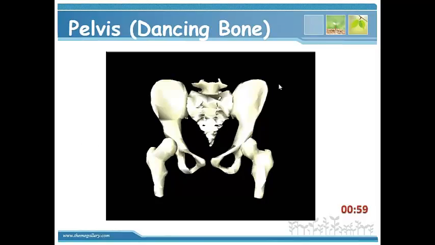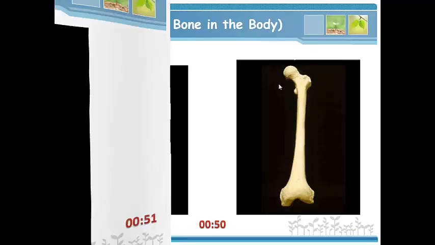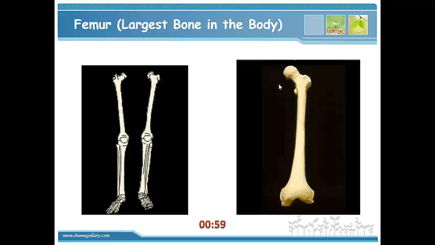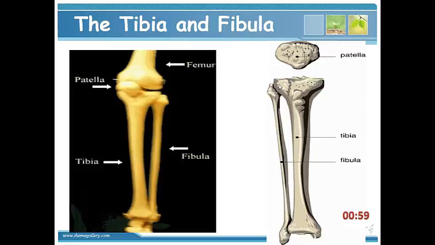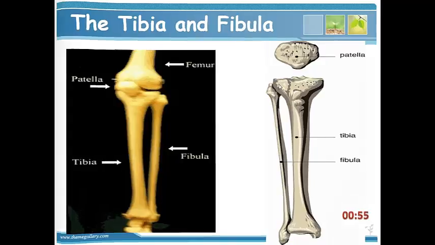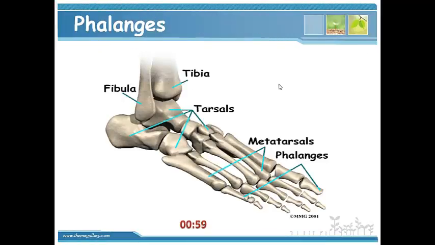Now we're going to look at the pelvis, the dancing bone, the bone which connects the upper and lower regions of the skeletal system. Now we're going to continue with one of the largest bones in the body, the femur. Next, the femur continues with the tibia and fibula, and then you can see it attaches at the feet region: the tarsals, metatarsals and phalanges.